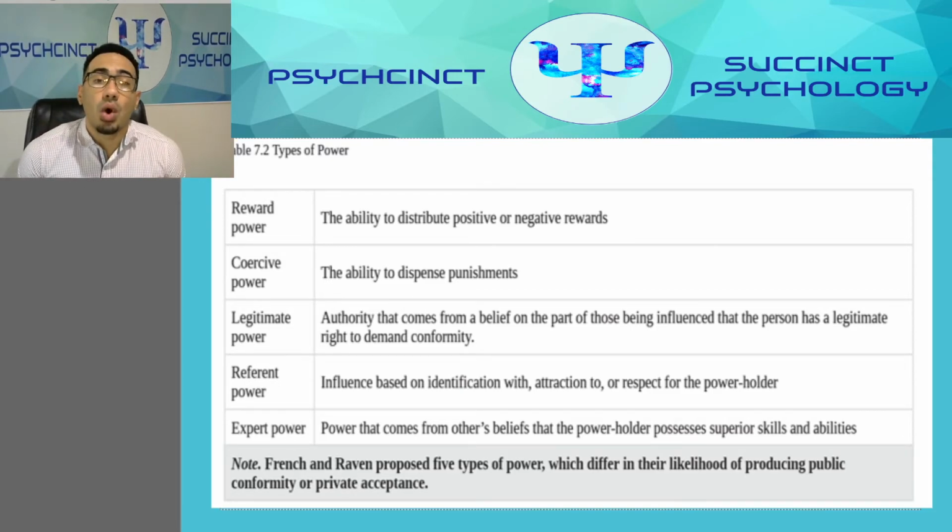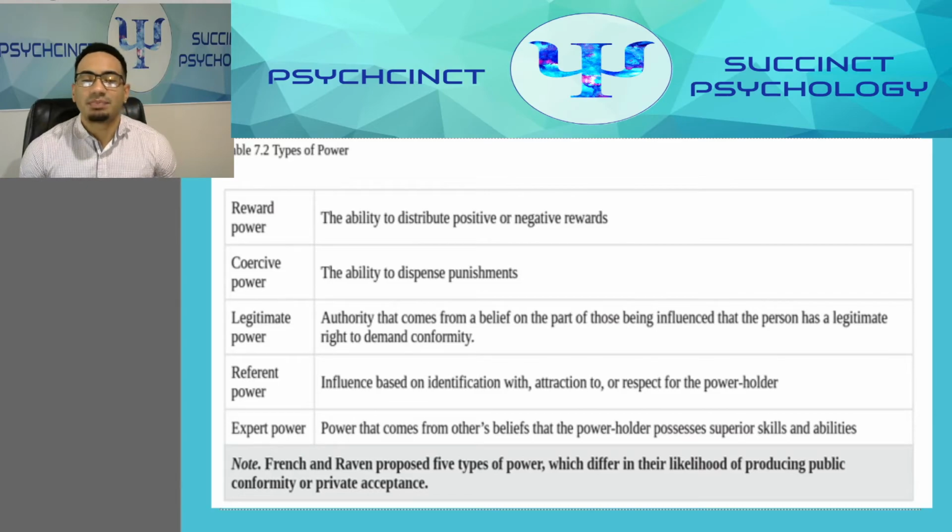Now, whereas reward and coercive power are likely to produce public conformity, other types of power, which are not so highly focused around reward and punishment, are more likely to create changes in attitudes as well as behavior, so private acceptance. In many ways then, these sources of power are stronger because they produce real belief change.